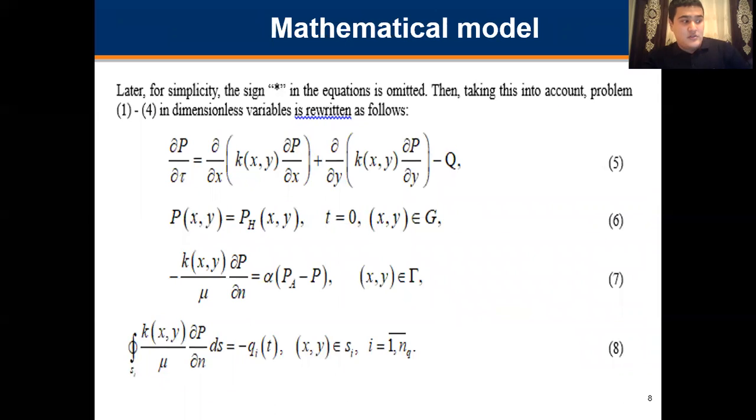For the numerically solved problem, the following dimensionless variables are introduced. Later, for simplicity, the sign in the equation is omitted. Then, taking this into account, the problem in dimensionless variables is rewritten as follows.